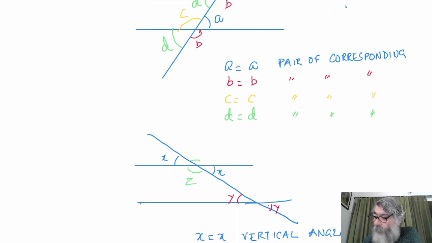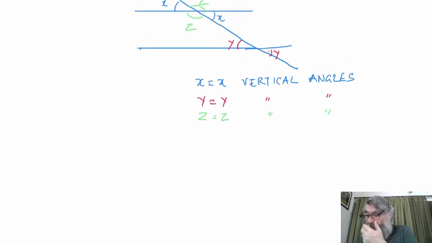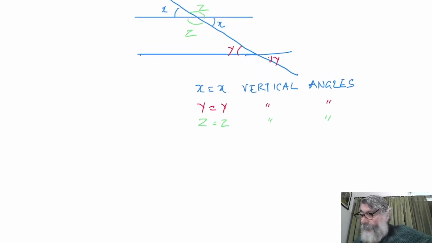Let's take another. z is equal to z. Another pair of vertical angles. And then let's see the last one. Suppose this is K, this is equal to K. K is equal to K, vertical angles.